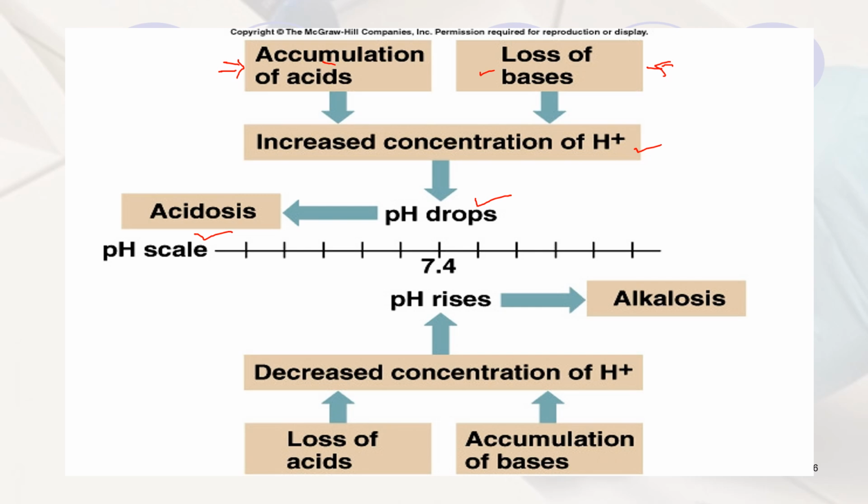On the other hand, when there is a loss of acids and accumulation of base, there is decreased concentration of H plus ions. That leads to an increase in the pH level, the state we call alkalosis.